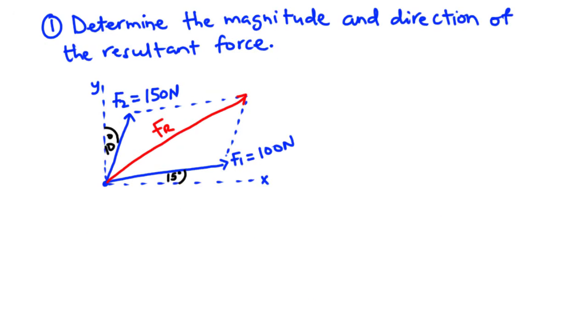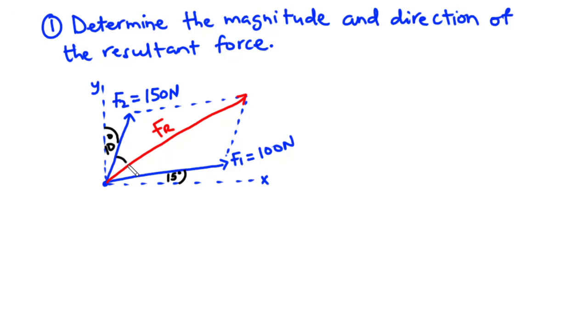So for question number 1, we are to determine the magnitude and direction of the resultant force. Now for this question, we have two forces. We have F1 to be 100 newtons, and then we have F2 to be 150 newtons. Now the angle between the positive y-axis and F2 is 10 degrees, and the angle between F1 and the positive x-axis is 15 degrees. Now we need to find the angle between the two forces.